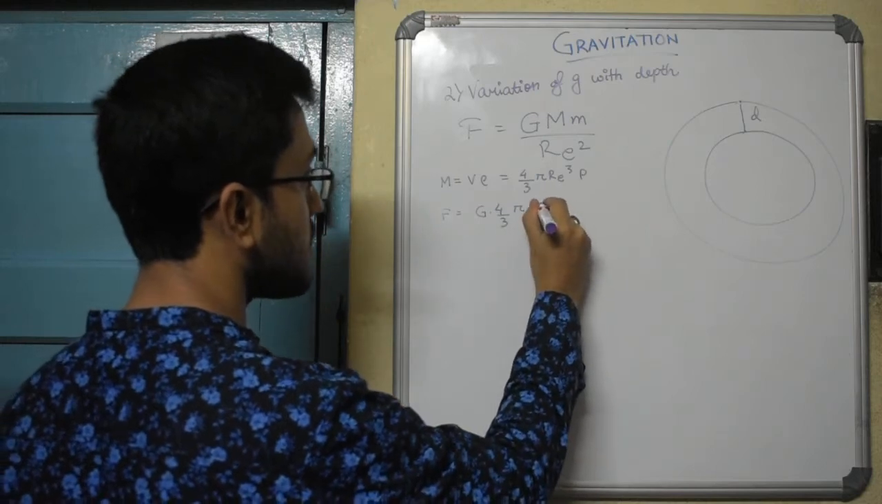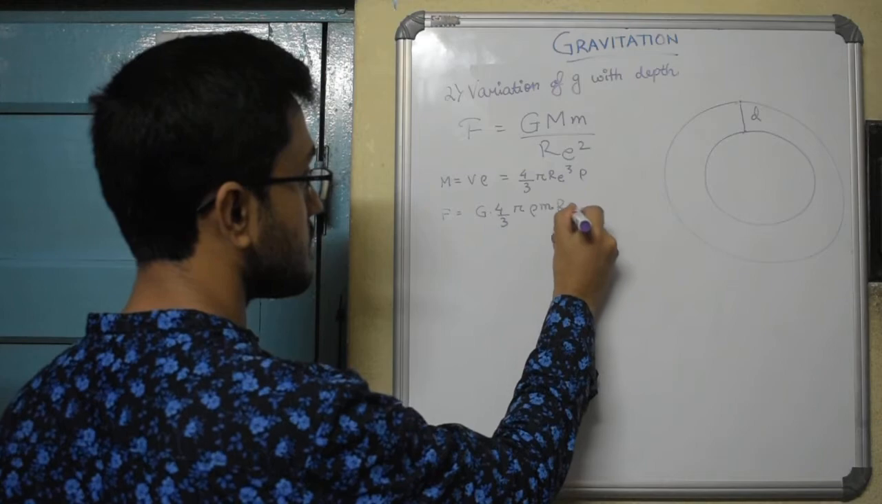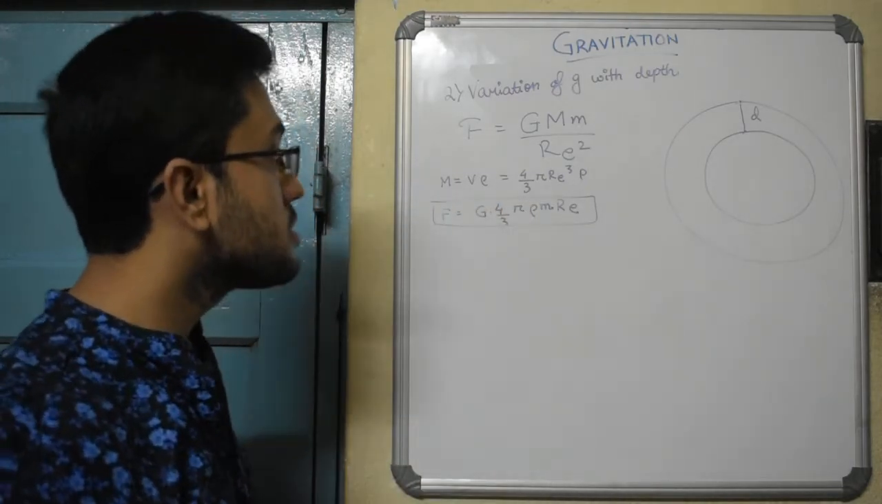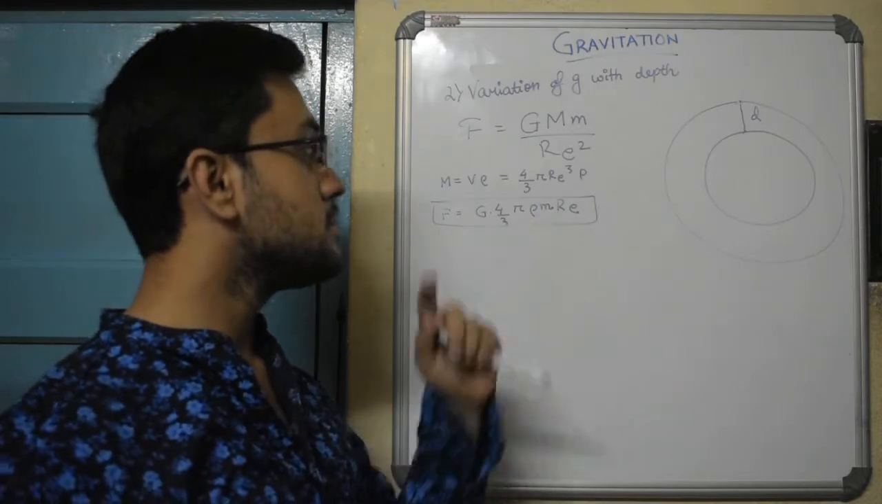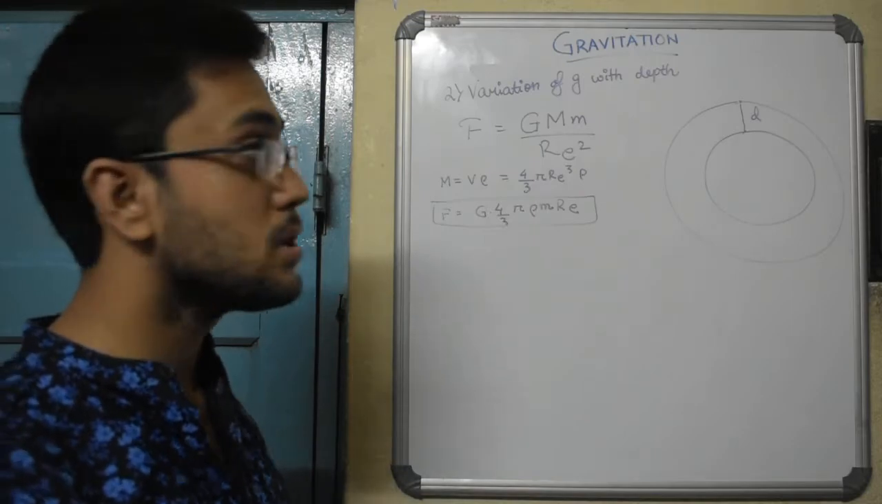Obviously the small mass m will be there. Radius of Earth cube by radius of Earth square, that's radius of Earth. So this is the value of force that you feel when you are at the surface of Earth in terms of density of the Earth. Here the mass of Earth has been substituted with volume times density.